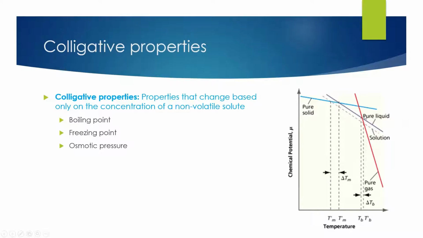So if this purple solid line is our pure liquid, the chemical potential of the solution is this dashed line here. And that, of course, just like we saw before, changes where these things intersect. So now the intersection between the liquid and the solid is lower, leading to a freezing point depression, and the intersection between the liquid and the gas is higher, leading to a boiling point elevation.